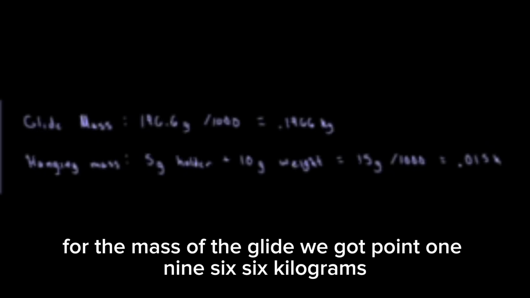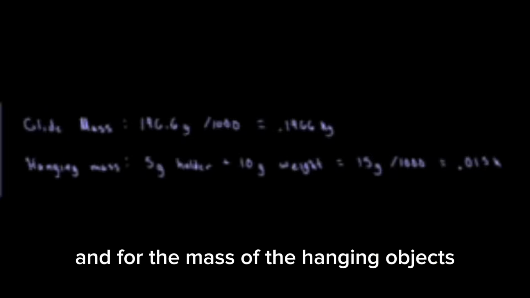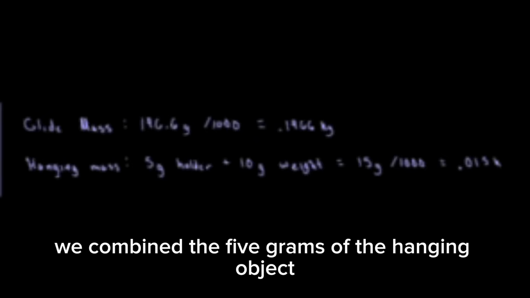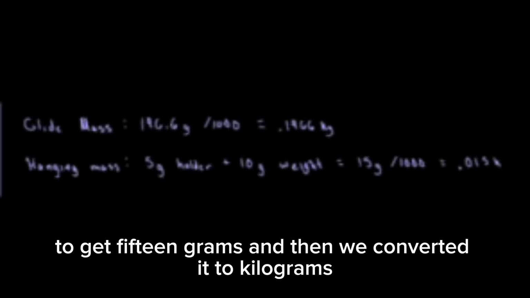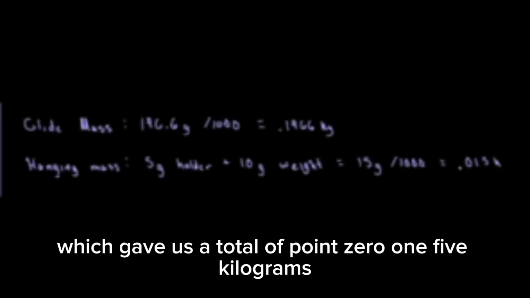For the mass of the glide, we got 0.1966 kilograms. And for the mass of the hanging objects, we combined the 5 grams of the hanging object plus the 10-gram weight we placed on it to get 15 grams. And then we converted it to kilograms, which gave us a total of 0.015 kilograms.